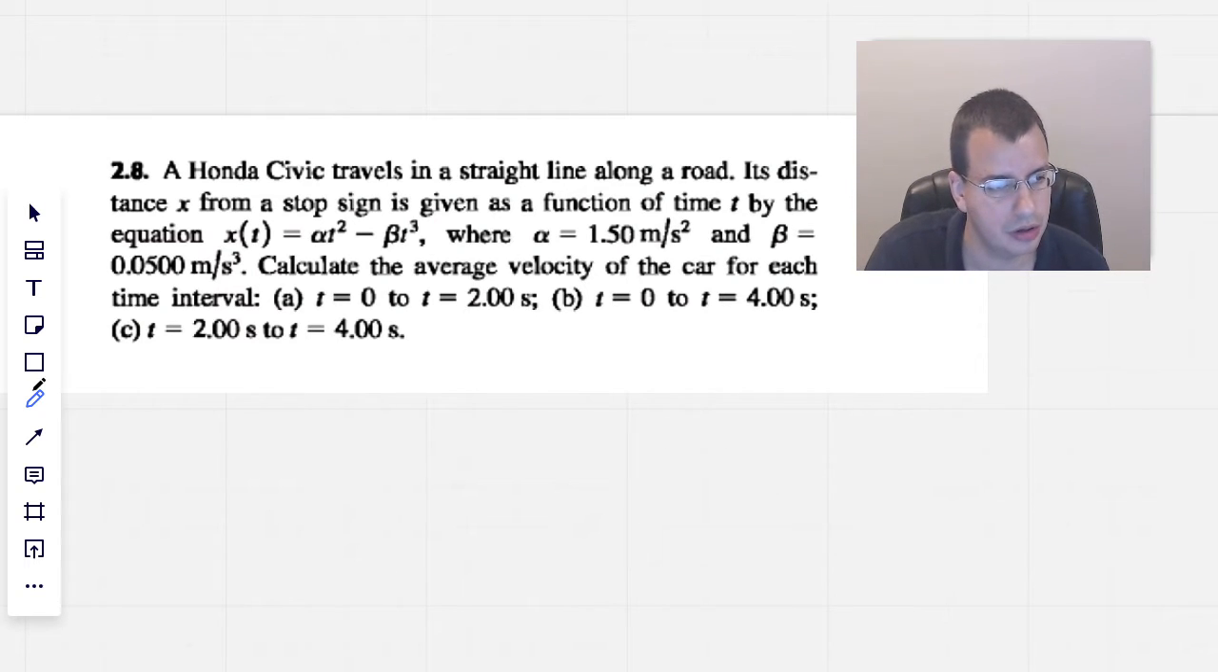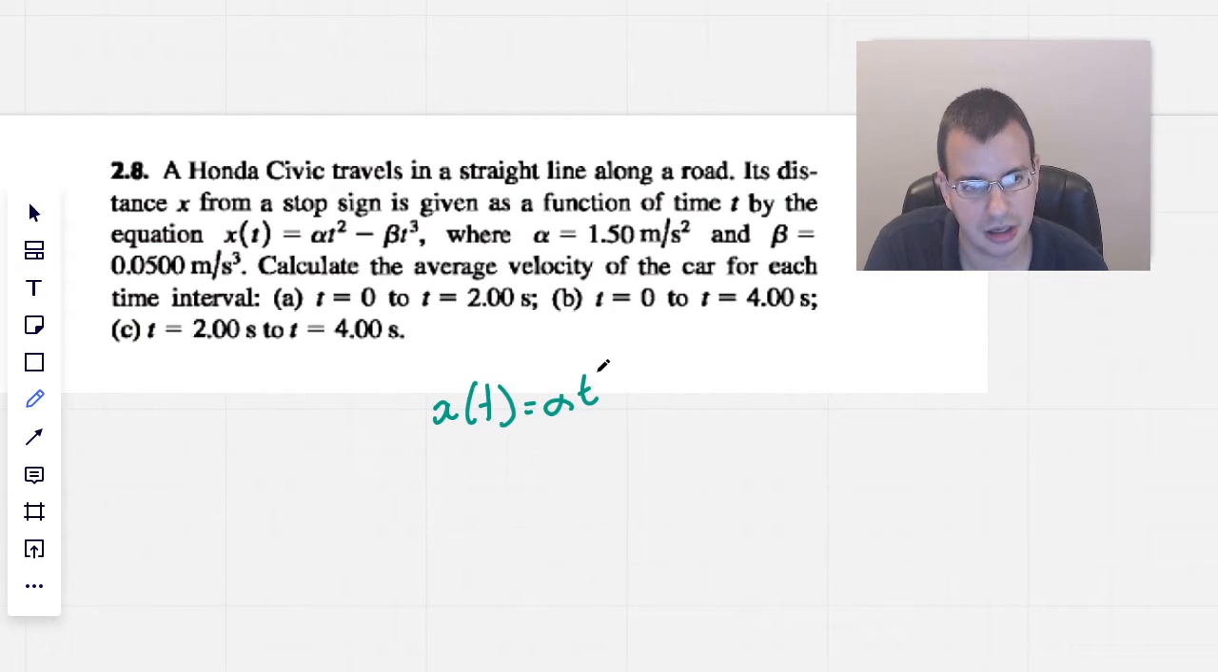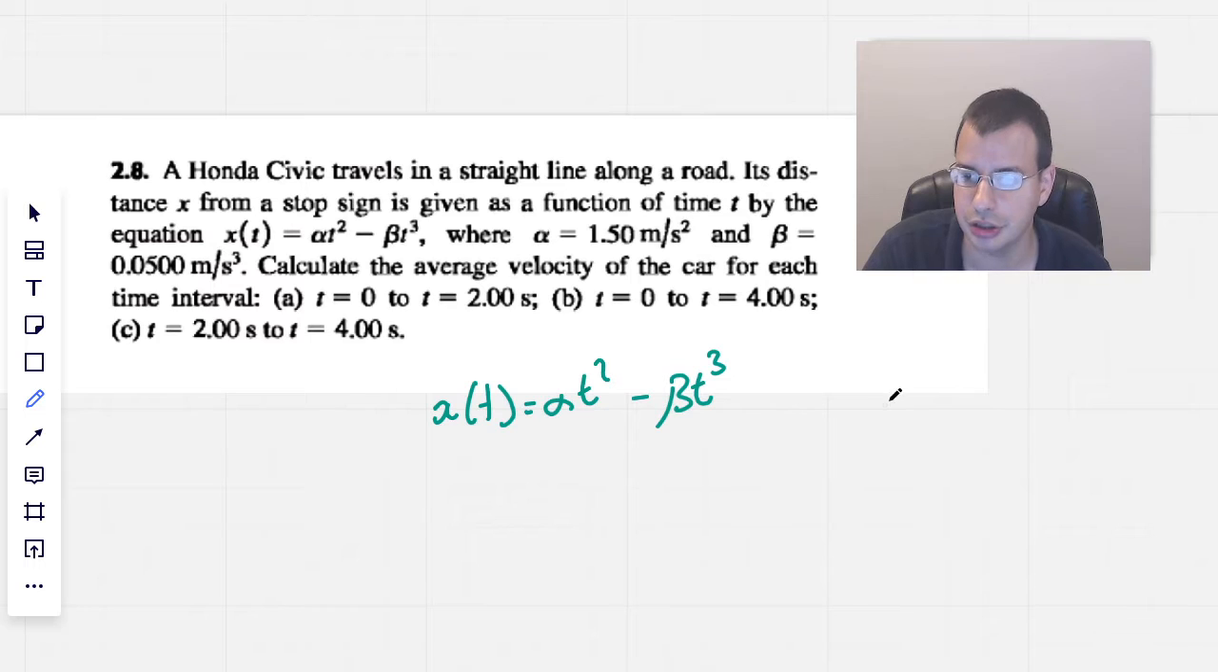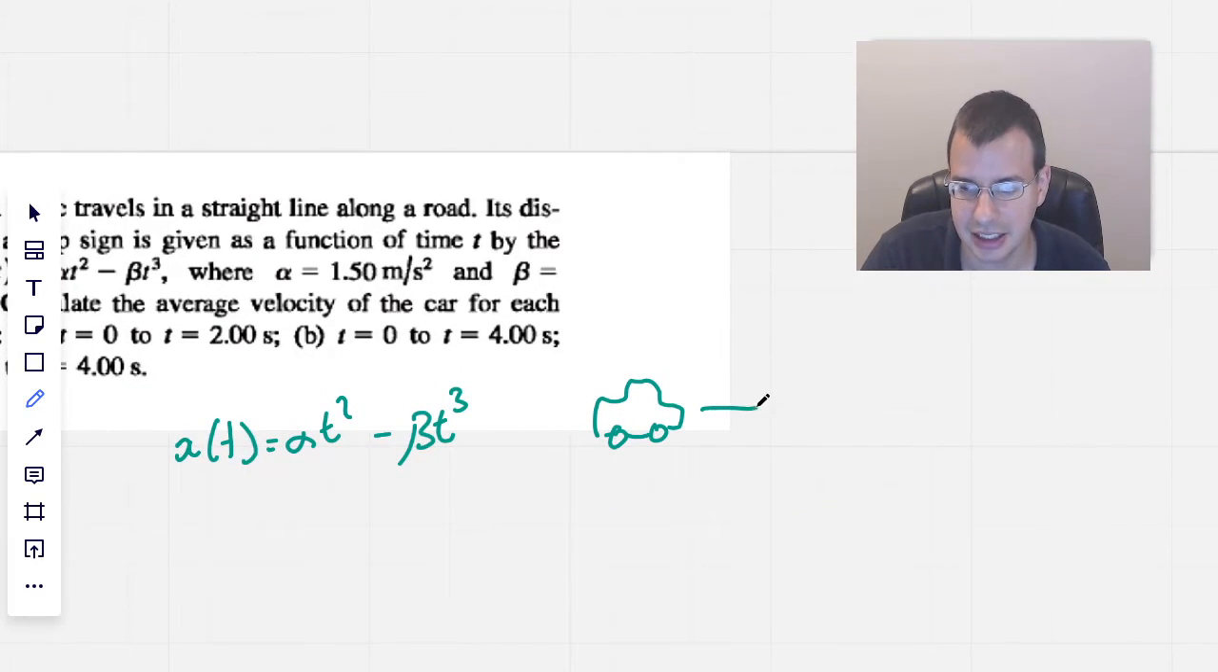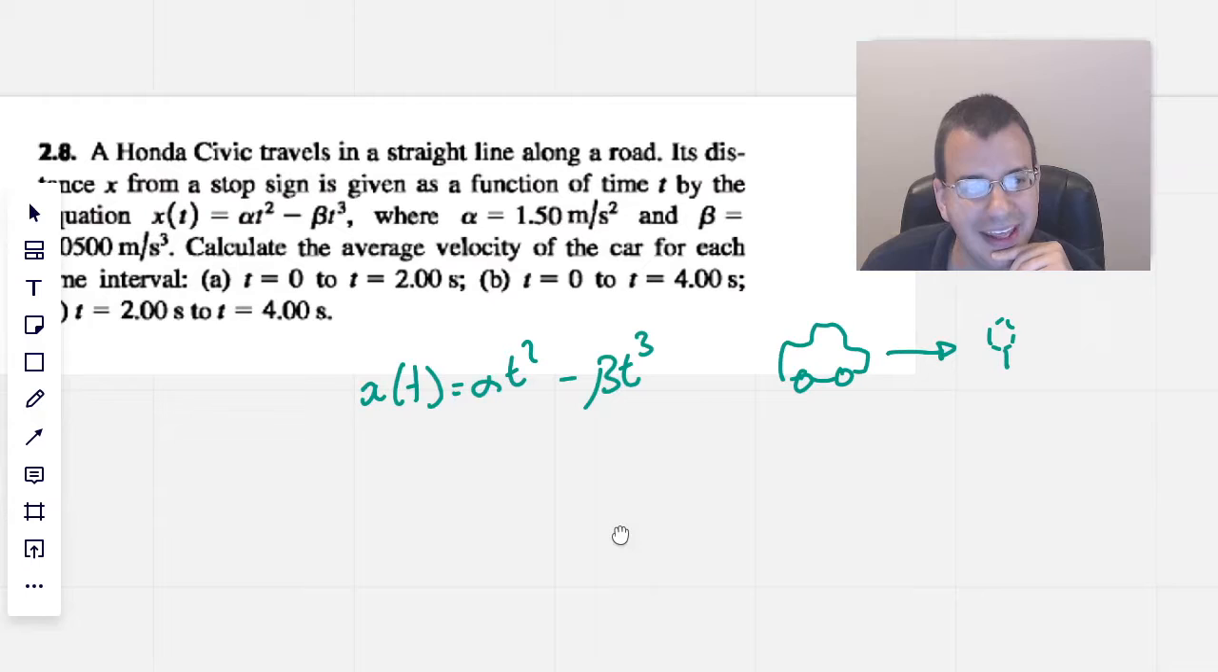Okay, so I'm going to rewrite the distance equation, partly to give myself time to think. x(t) = αt² − βt³. I'm going to draw a picture, just to see what's going on. So we have a stop sign, we have a distance towards it, and we're trying to find the average velocity.